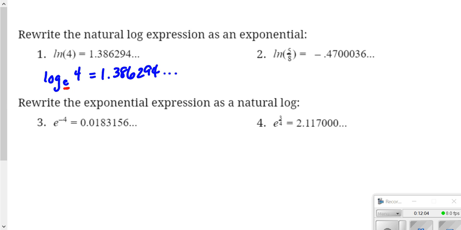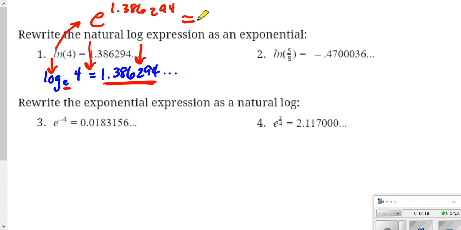And so this is my base. This is my exponent because a log is an exponent, right? So what I want to write here is e to the 1 point blah, blah, blah is approximately equal to 4. And I said approximately equal to because of all those dot, dot, dots. Okay. I'm going to come down and do number 3, and then I'm going to have you guys try 2 and 4. So question number 3 says rewrite the exponential as a log.